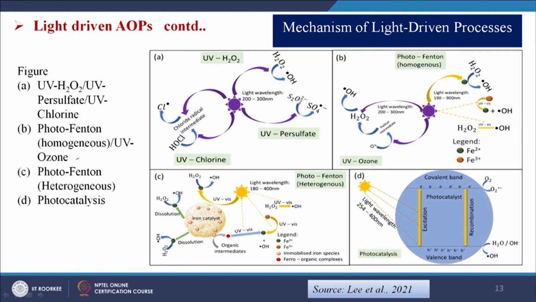In the case of homogeneous photo-Fenton and UV ozonation, for UV ozone, ozone is there and that will give us this OH dot. And in homogeneous photo-Fenton, we have Fe2 plus and Fe3 plus in the media. So, that conversion takes place, Fe2 to Fe3 and 3 to 2, and we will get OH dot formation. H2O2 will give us OH dot formation, and at the same time this conversion will also take place.